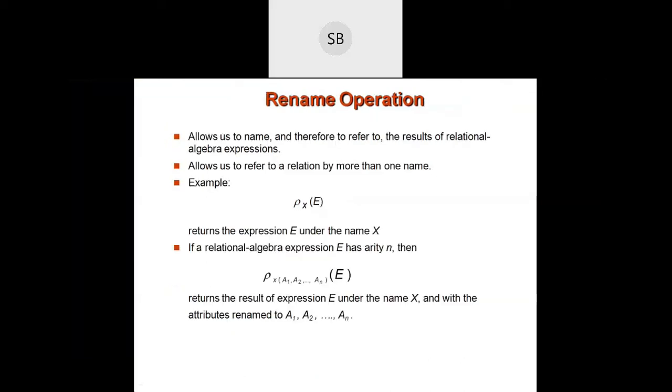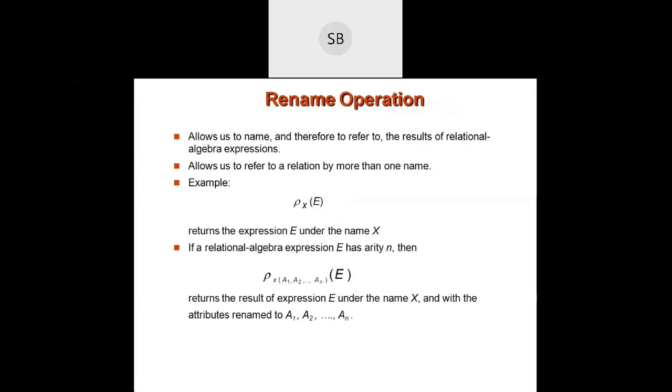Next will be the rename operation. It allows us to name, and therefore to refer to, the result of a relational algebra expression. A relation can have more than one name. It is allowed for the relation. You have to change the name for the relation.